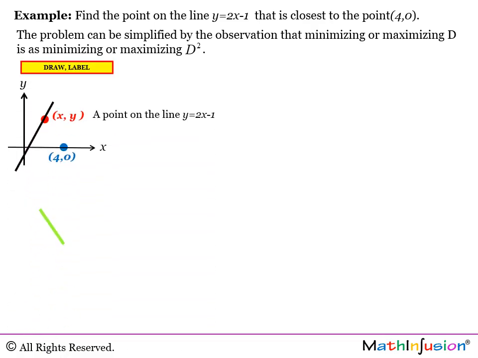So here is a good drawing. We don't need really to sketch the line. We just take a point and realize that this point is on the line y equals 2x minus 1, and the point is (4, 0). And we need to minimize the length of this green line, which is d.